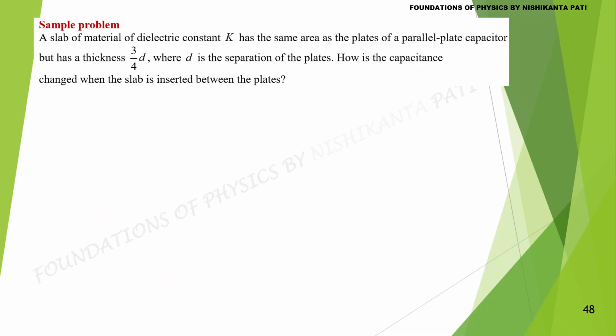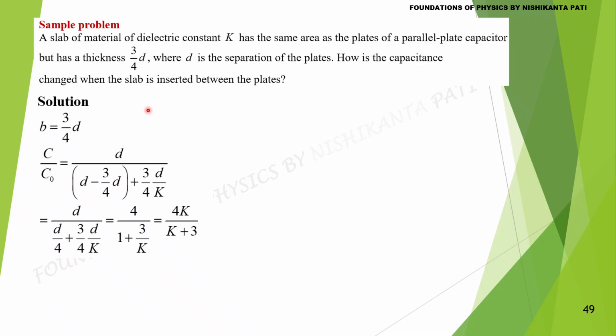A slab of material of dielectric constant K has the same area as the plates of a parallel plate capacitor, has the thickness D by 4, D the separation of the plates. How has the capacitance changed after the slab is inserted? B is given. C by C0 is D by D minus B plus B by K. So the capacitance ratio is coming this.